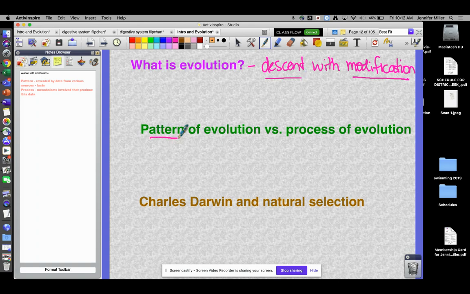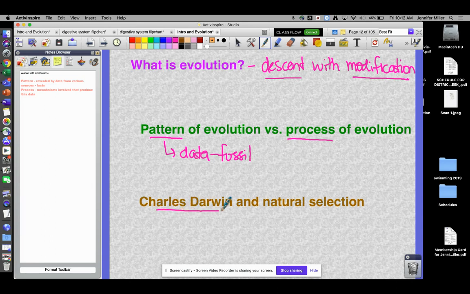So I want to talk a little bit about the pattern versus the process of evolution. The pattern of evolution is the data that we see. The big thing here is the fossil record. We can see in the fossil record the pattern of evolution. We see that there are organisms that are no longer here. We see that there are organisms that have changed over time. They look different than their ancestors did. That's the pattern of evolution.